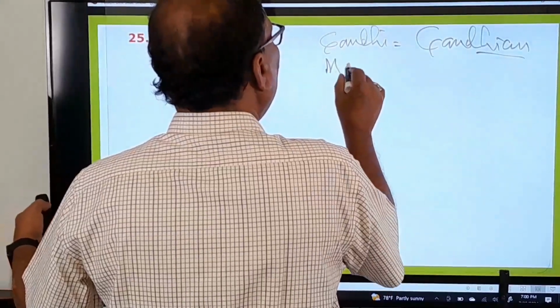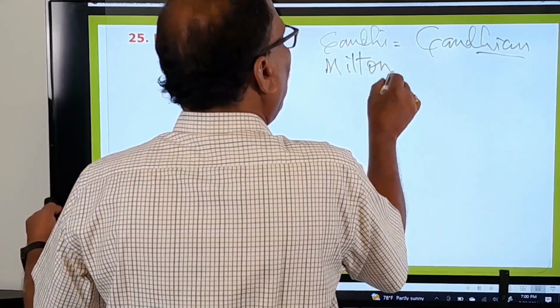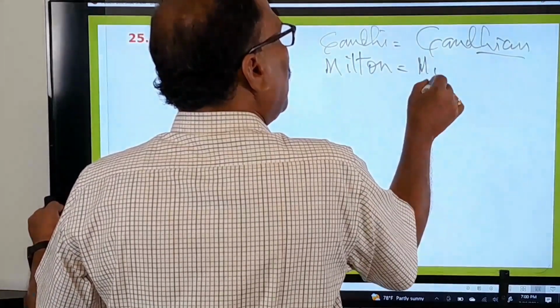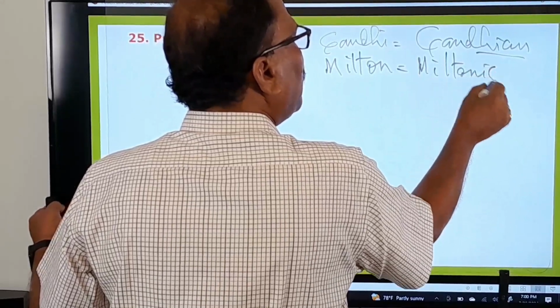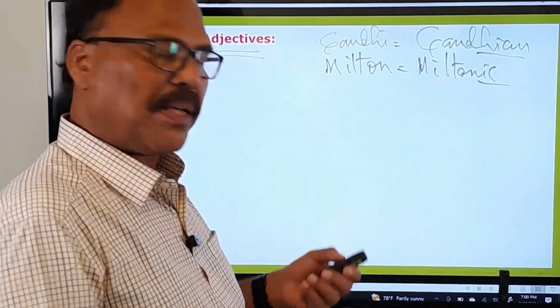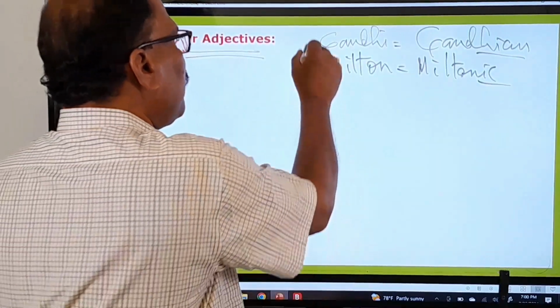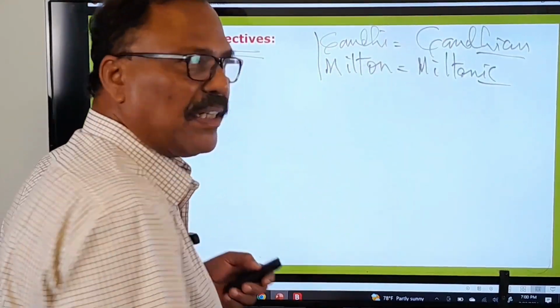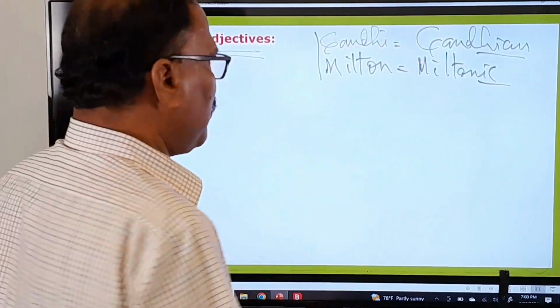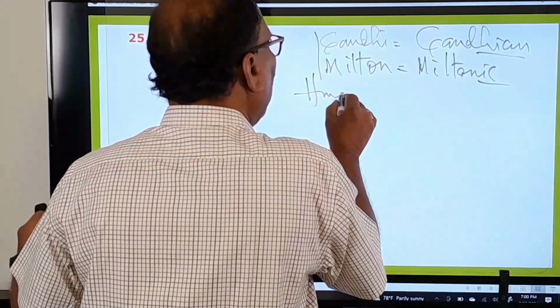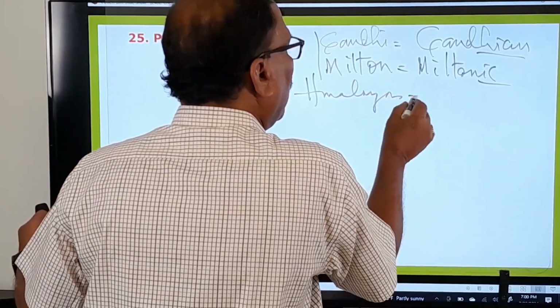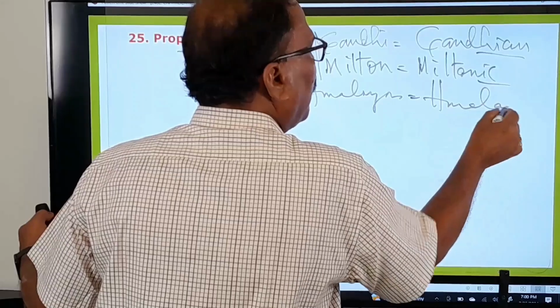So here Milton is there. It is the name of a person. It's a proper noun. So you say Miltonic. Miltonic literature, Miltonic poetry, something like that. Shakespearean dramas, like that. So in this way, from these proper nouns, these adjectives are derived, therefore they are called proper adjectives. Similarly, Himalayas are there. Then what is that? Himalayan.